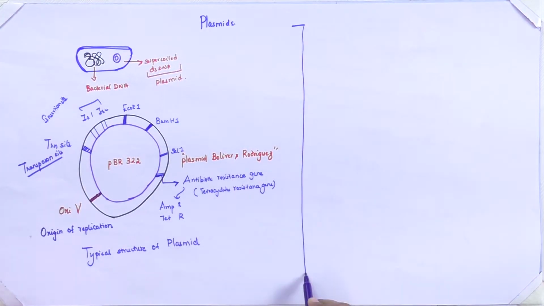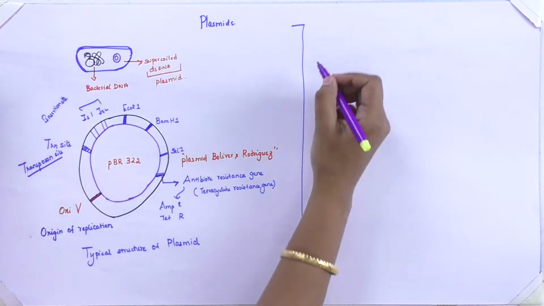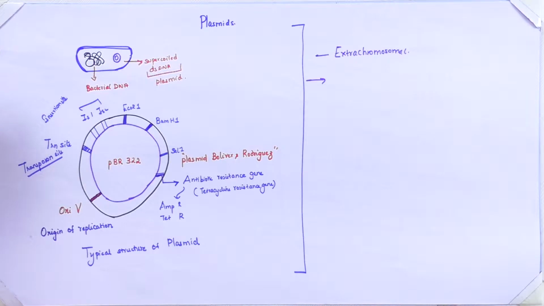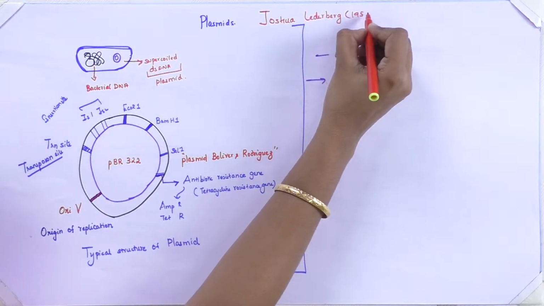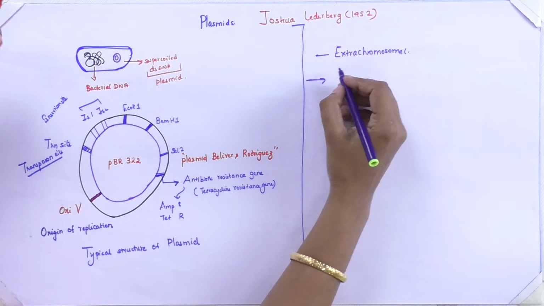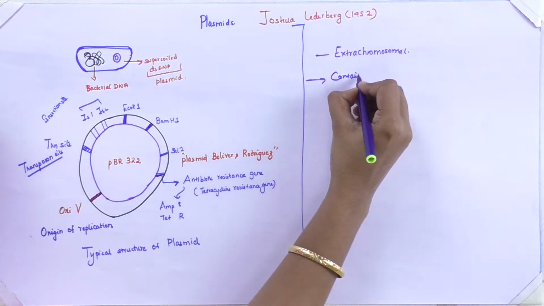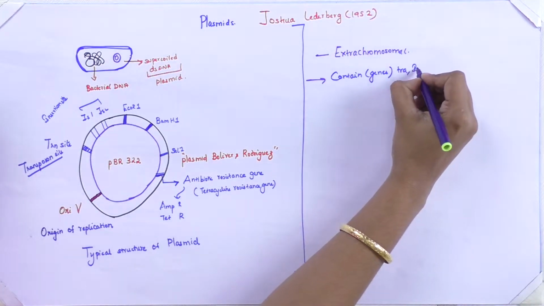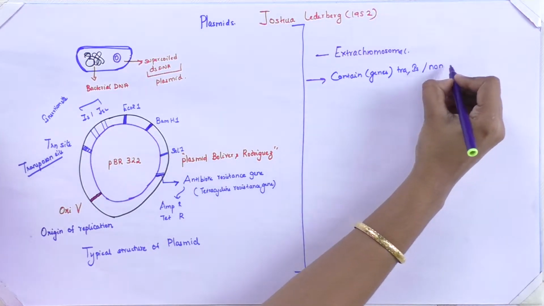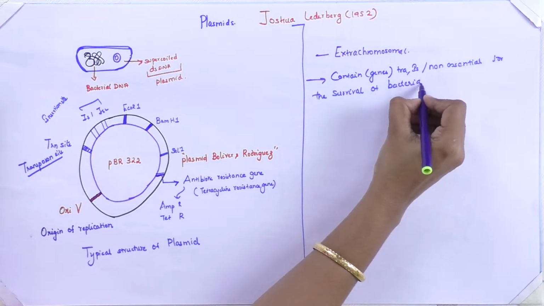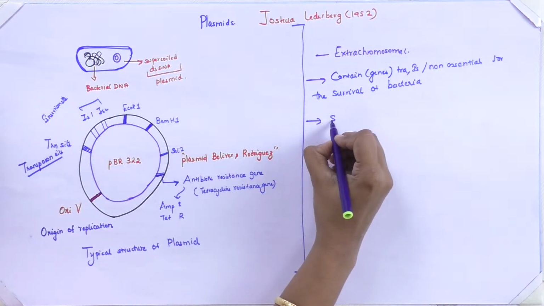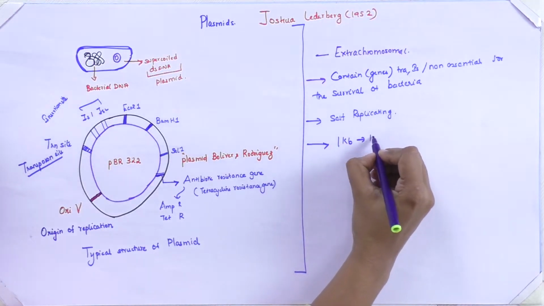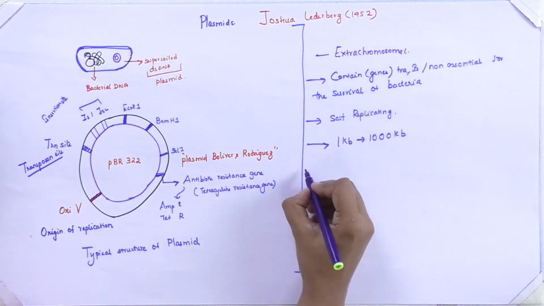So the main properties: the first property of a plasmid is that it is an extrachromosomal material. It was introduced by Joshua Lederberg in 1952. The second one is it contains genes like TRA and IS genes, all of which are non-essential for the survival of bacteria. Third one is self-replicating. Next one is that the size will vary from 1 kb to 1000 kilobase pairs.